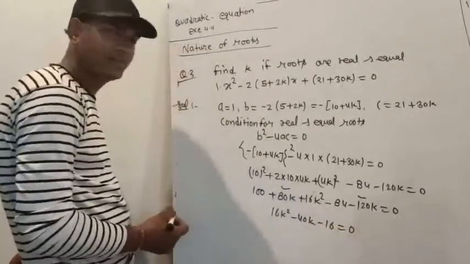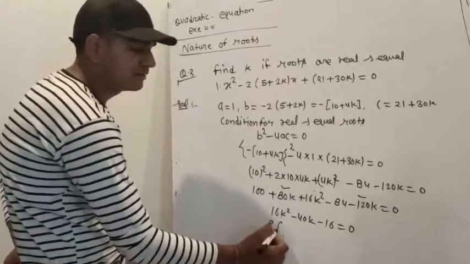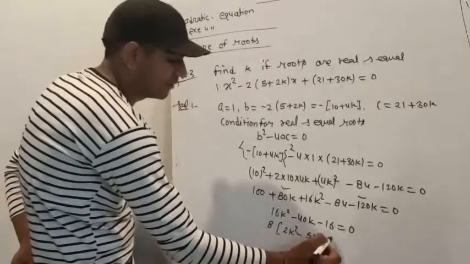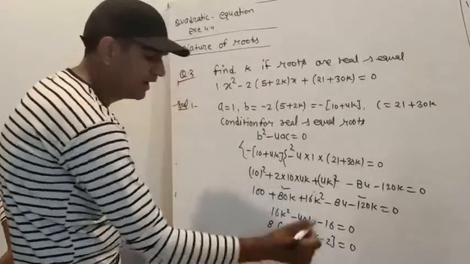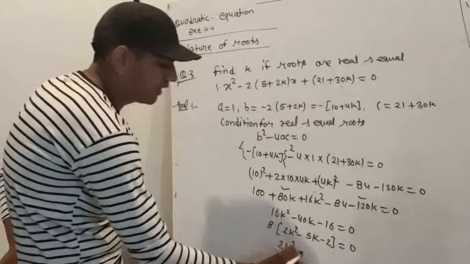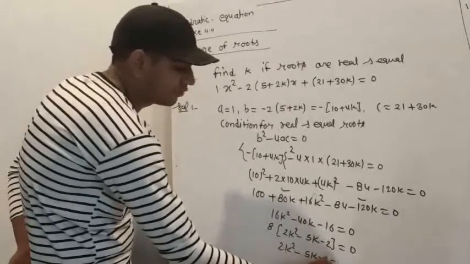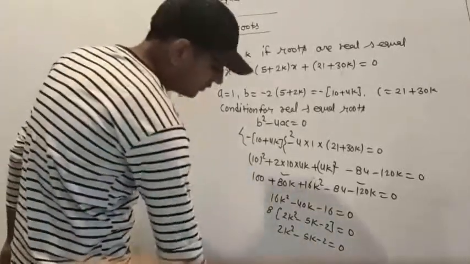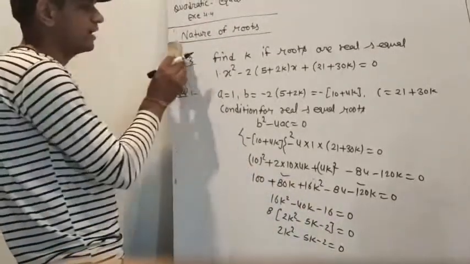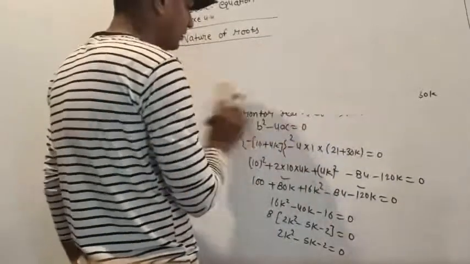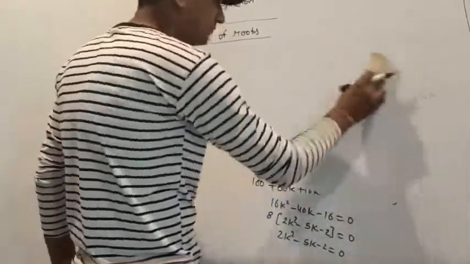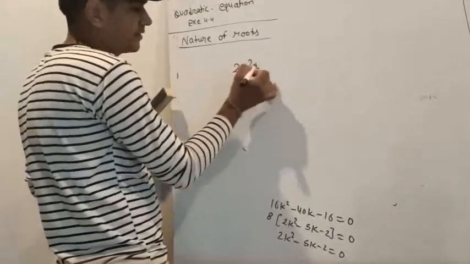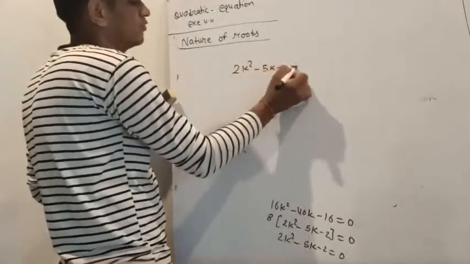Now we will take out 8 common. 2k square minus 5k minus 2 is equals to 0. 8 going to divide. 2k square minus 5k minus 2 is equals to 0. Now that is the quadratic equation. This quadratic equation we can solve using any one method. So how we will solve? So the equation is 2k square minus 5k minus 2 equals to 0.